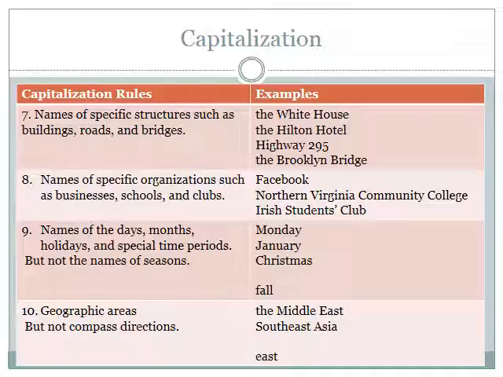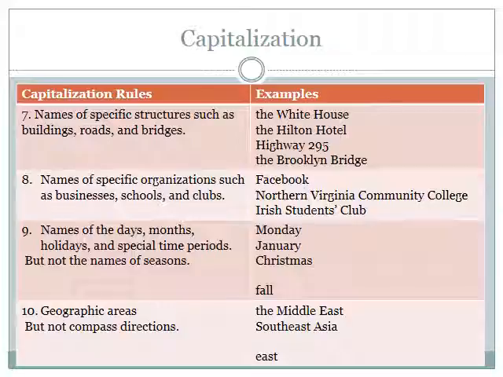So number 9 is the names of days, months, holidays, and special periods. Okay, but not names of seasons. So when we write Monday or January or Christmas, Monday is a day. All the days of the week get capitalized. January is a month. All of the months get capitalized. And holidays, like Christmas, those are going to get capitalized. But we don't do it with the seasons. So fall, spring, summer, winter. We don't capitalize those ones.